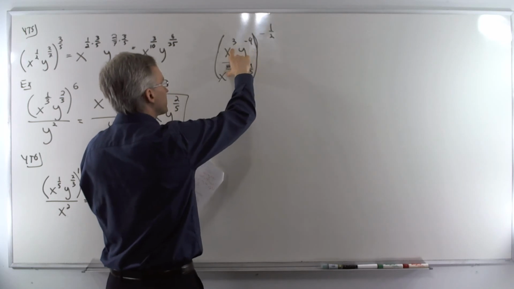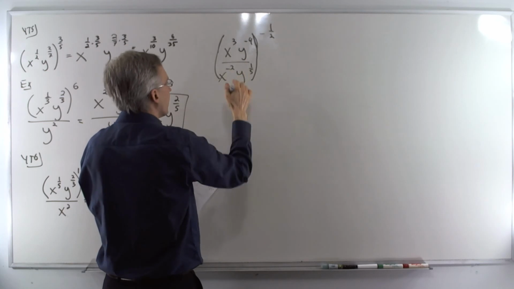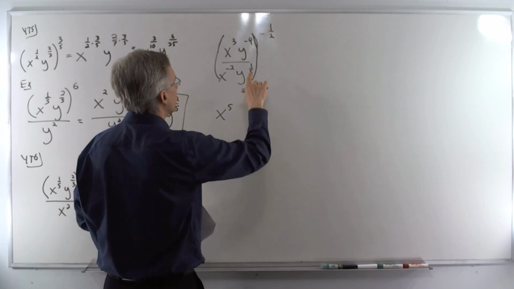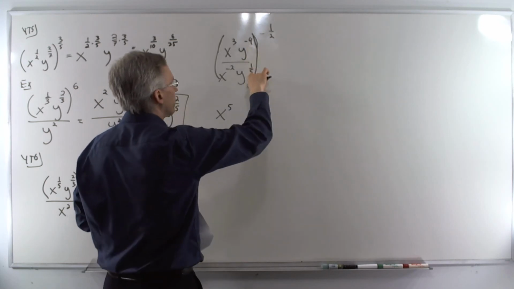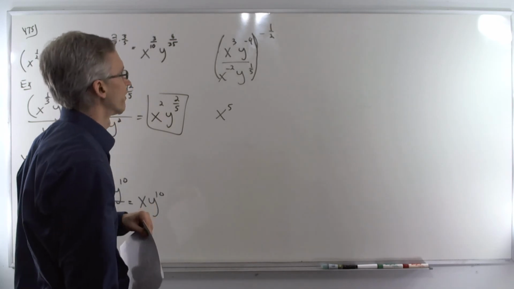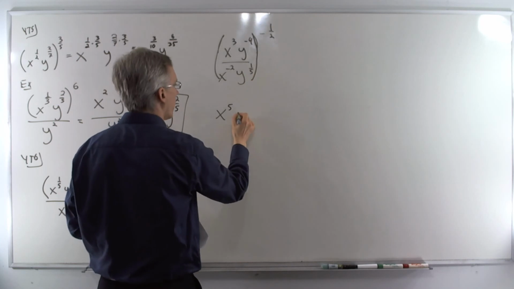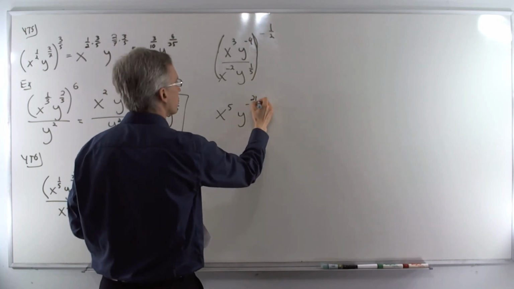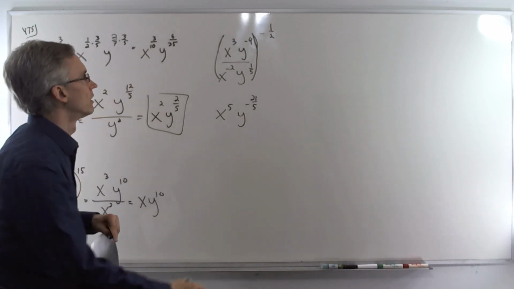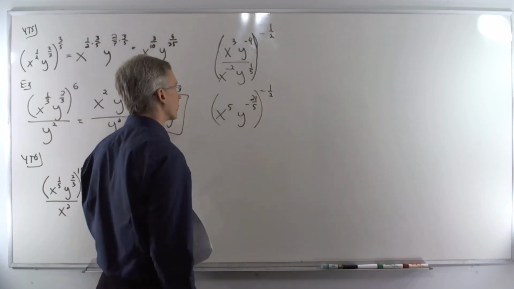Got some matching x bases here. So 3 minus negative 2 is positive 5. So that's x to the 5th power. And here we're going to do y to the negative 4 minus 1/5. So 4 can be written as 20/5. We're going to subtract another fifth, so that's y to the negative 21/5. And all that is still to the negative 1/2 power.